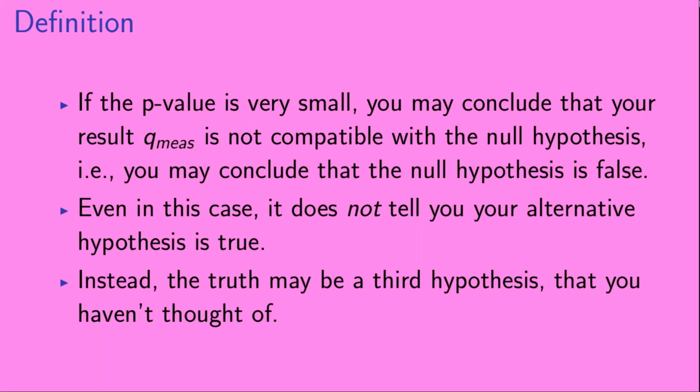If the p-value is very small, you may conclude that your result, Q measured, is not compatible with the null hypothesis. In other words, you may conclude that the null hypothesis is false. Even in this case, it does not tell you that your alternative hypothesis is true. Instead, the truth may be a third hypothesis that you haven't thought of.